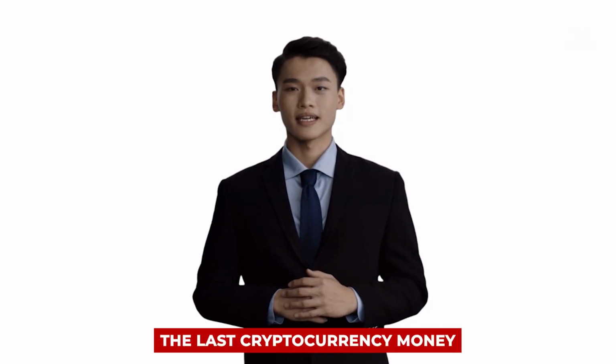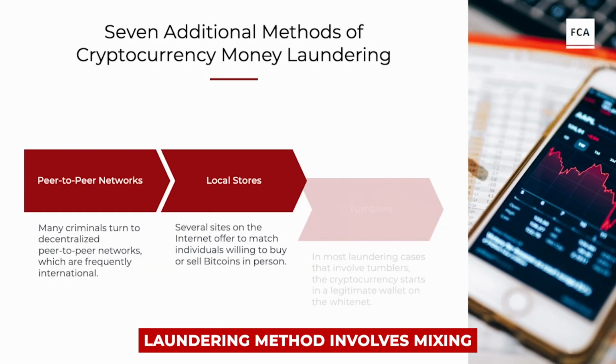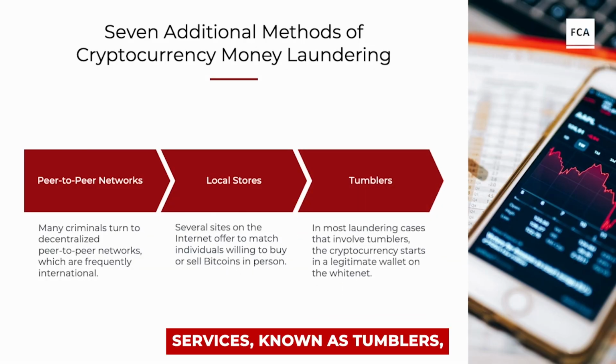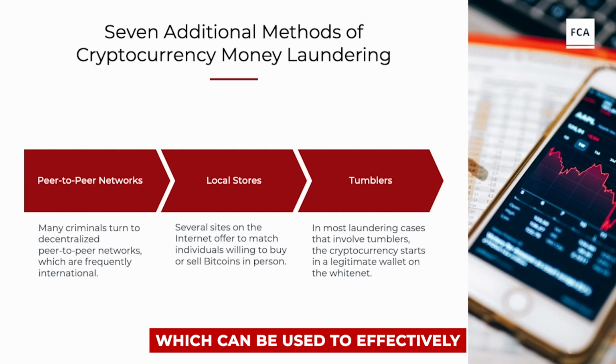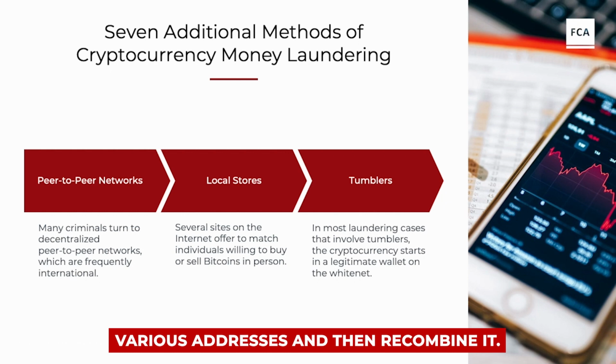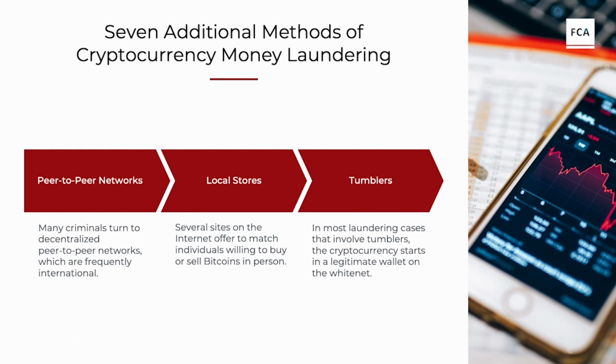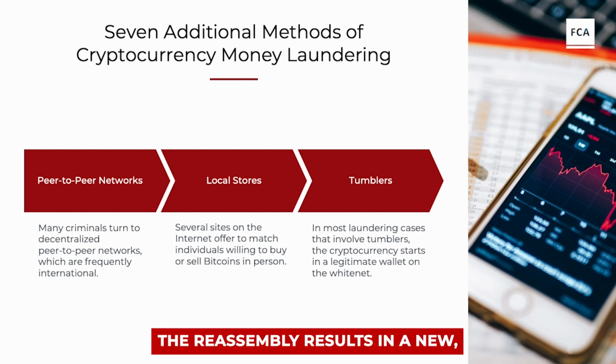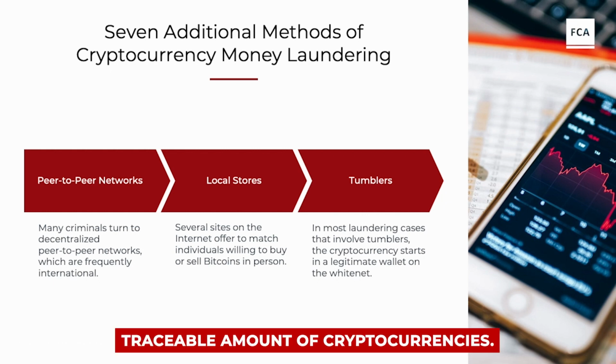7. The last cryptocurrency money laundering method involves mixing services, known as tumblers, which can be used to effectively split up the dirty cryptocurrency. Tumblers send it through a series of various addresses and then recombine it. The reassembly results in a new, relatively clean, and hardly traceable amount of cryptocurrencies.